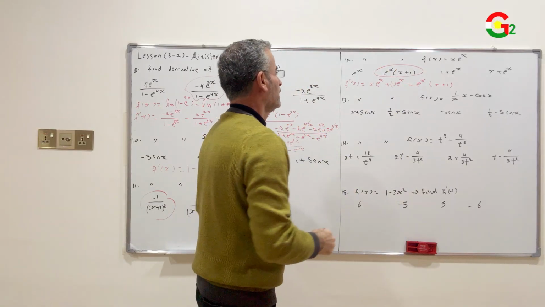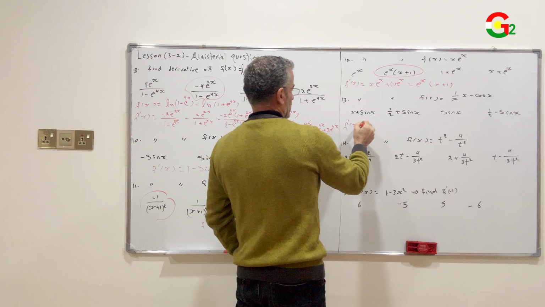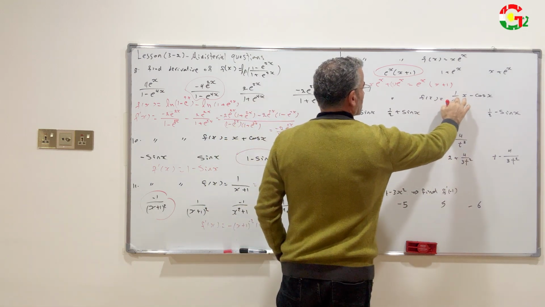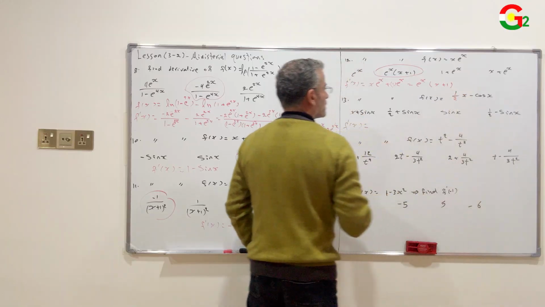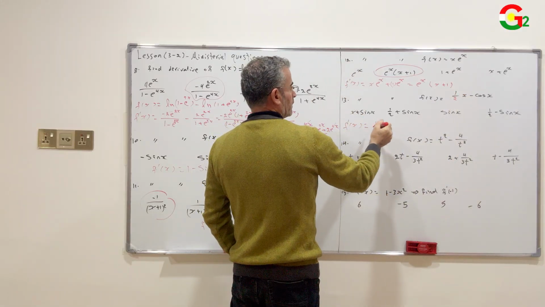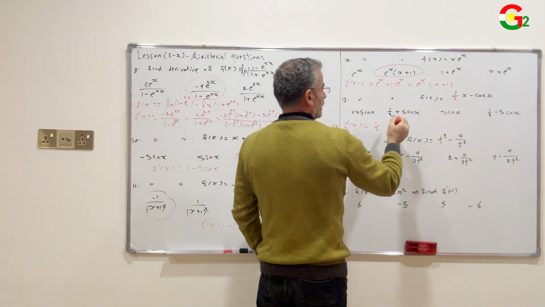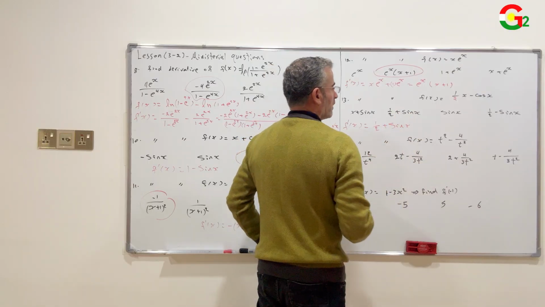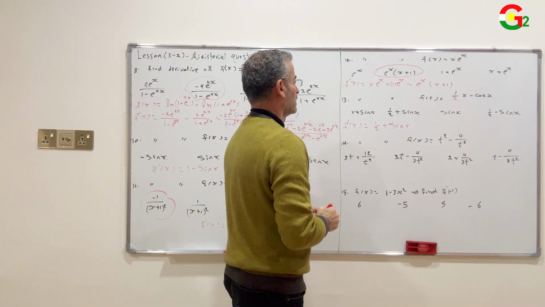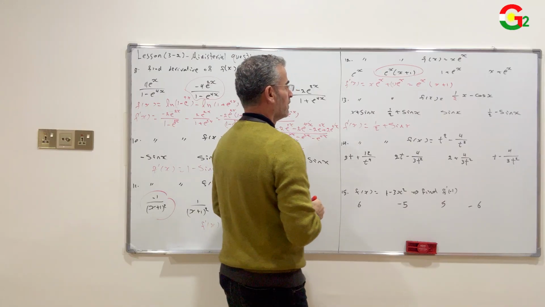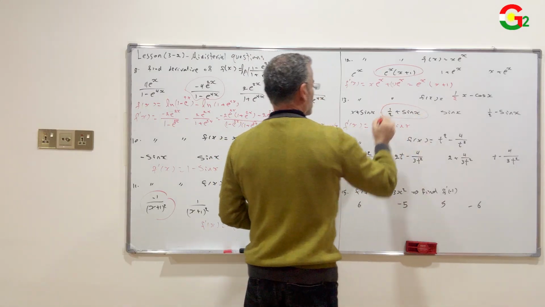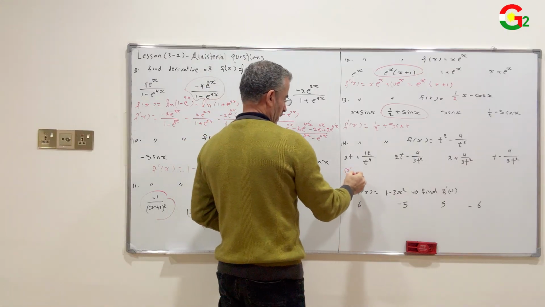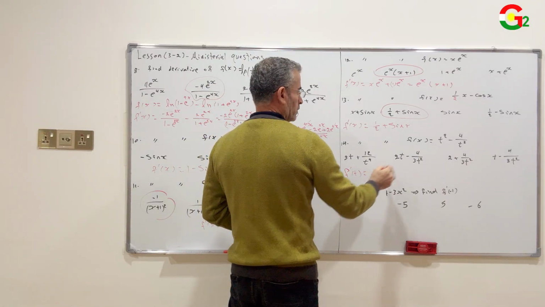Question number 13. F prime of x equal to, this is 2, not x, 1/2, plus sine x, since the derivative of cosine is negative sine, negative times negative, positive. Therefore the right choice is B.